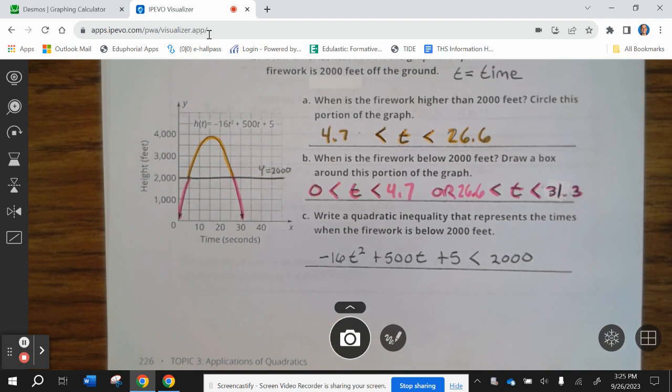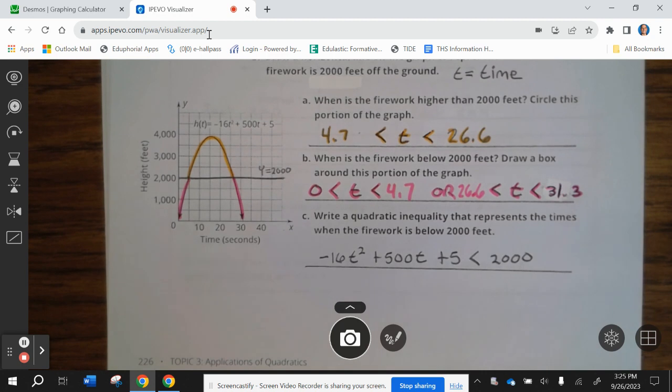Write a quadratic inequality that represents the times when the firework is below 2,000 feet. And there's your inequality. All right, go ahead and finish that up. All right, let's take a look at the next page.